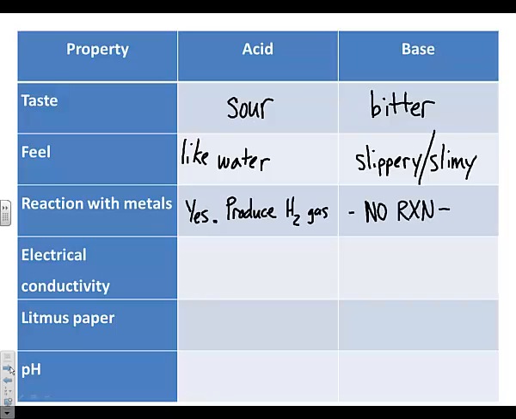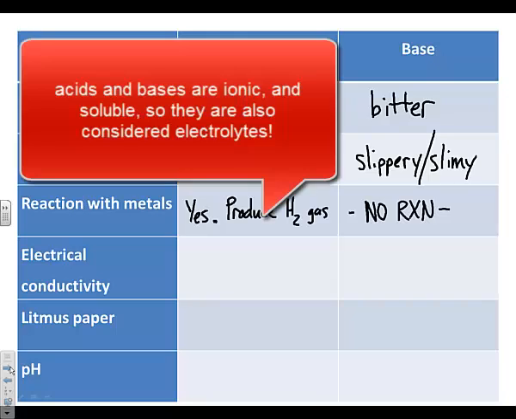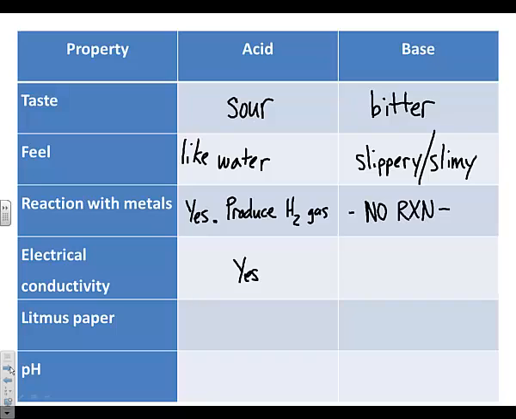Electrical conductivity. We're going to get into this when we start talking about electrolytes and stuff like that. But acids definitely break apart in water, right? Mm-hmm. So, yes. And bases, I think bases do the same thing, do they not? I think so. These are both ionic bonds, right? So bases will break up in water and they'll give you ions, and so they're both going to have electroconductivity, yes.